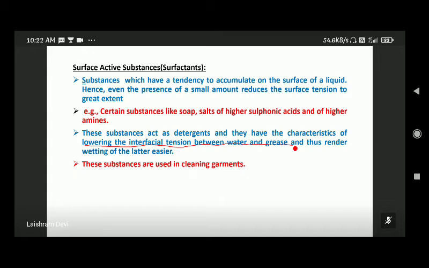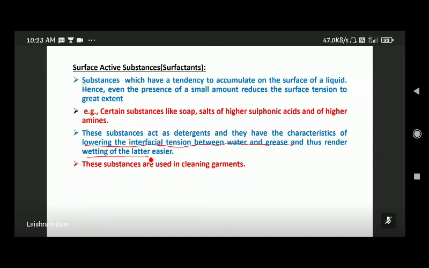When it decreases the interfacial tension, what will happen? It will make wetting of the latter easier. It will play a role in both of them mixing up. It will help in mixing of the grease and water particles. The mechanism of how it helps in mixing of the two liquids, we will come to in the later slides. Is this okay? So this helps in easier cleaning of our garments. Bache, is this okay? Fine. Can we go to the next slide? Yes, ma'am.